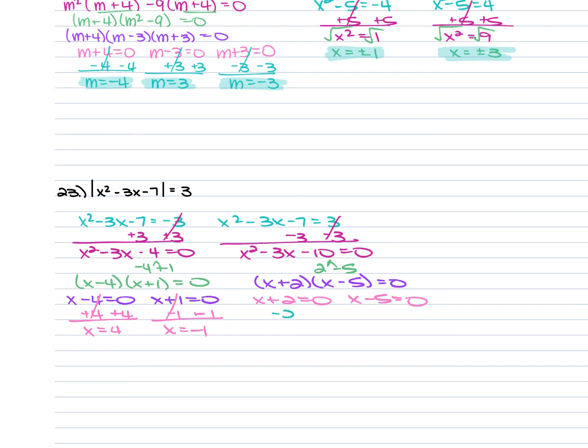You move the 2 over by subtracting it. You get that x is equal to negative 2. Move the 5 over by adding it. You get that x is also 5. So your 4 solutions are 4, negative 1, negative 2, and 5.